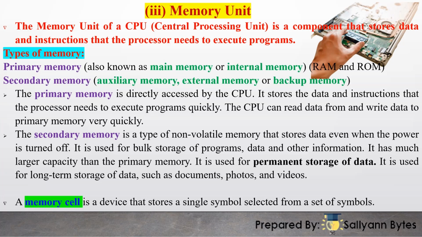What is secondary memory? The secondary memory is a type of non-volatile memory that stores data even when the power is turned off. It is used for bulk storage of programs, data, and other information. It has much larger capacity than the primary memory. It is used for permanent storage of data. It is used for long-term storage of data, such as documents, photos, and videos. Here you should also know about a memory cell. A memory cell is a device that stores a single symbol selected from a set of symbols.